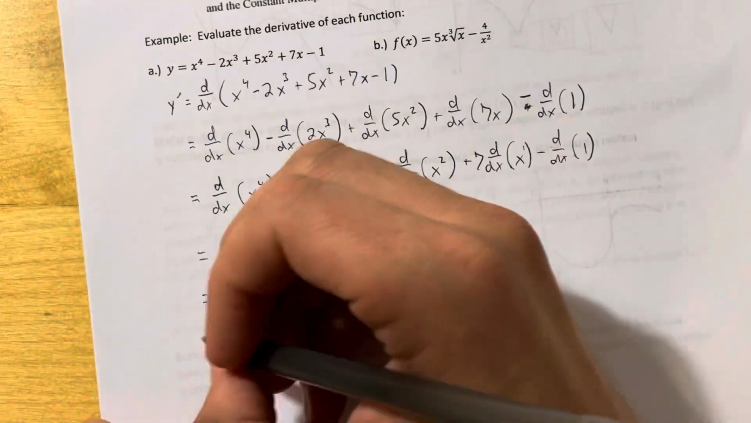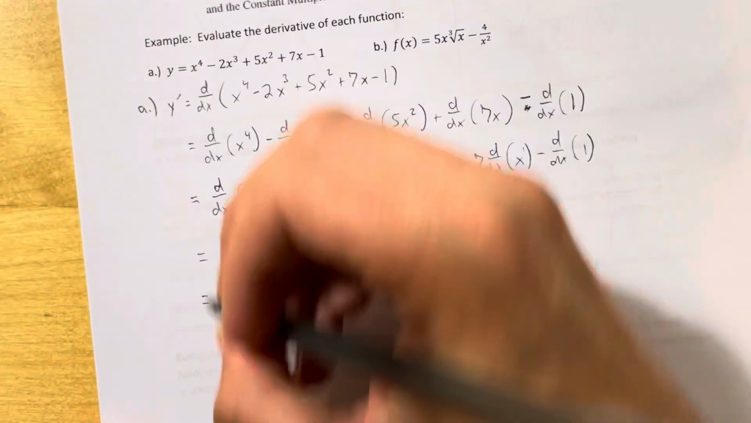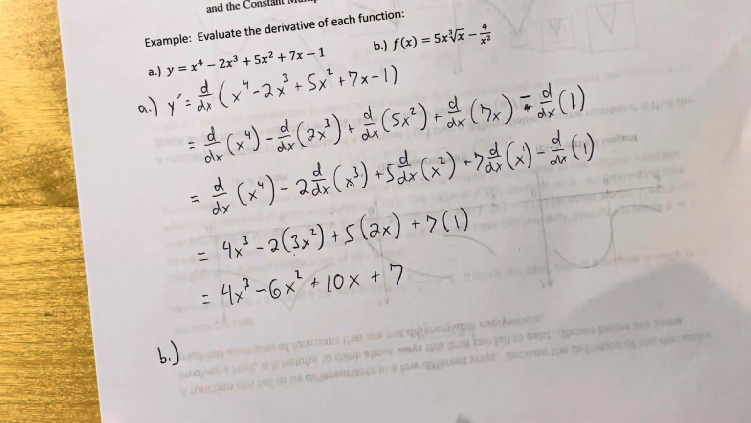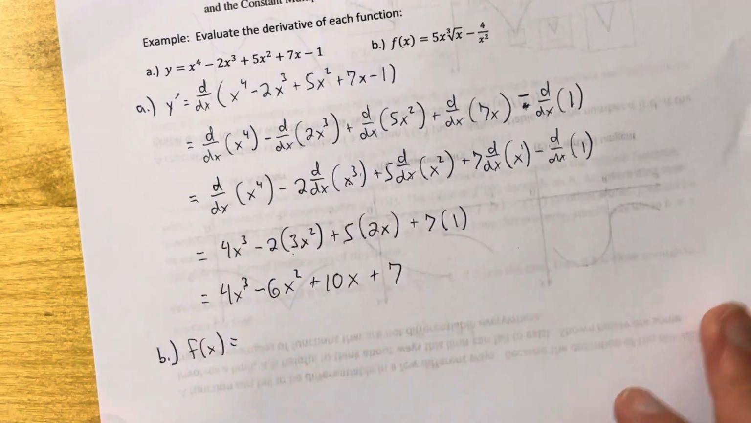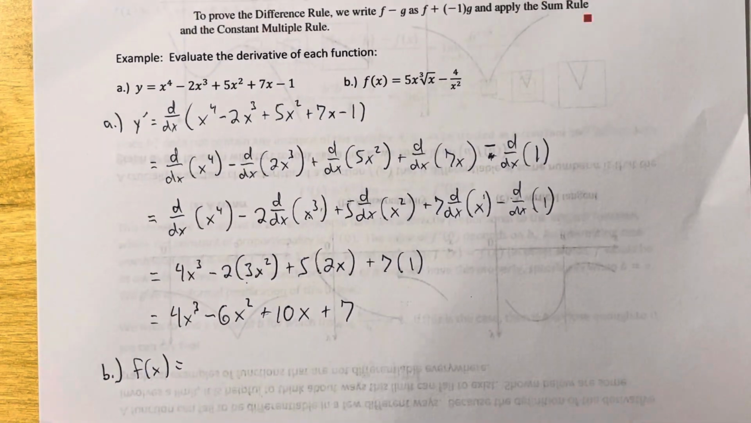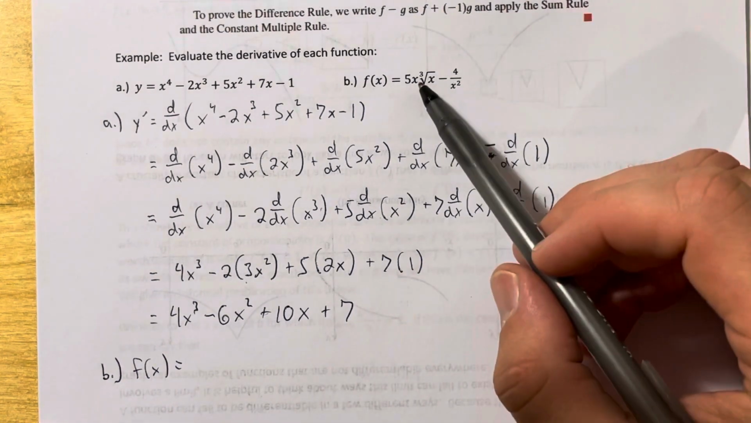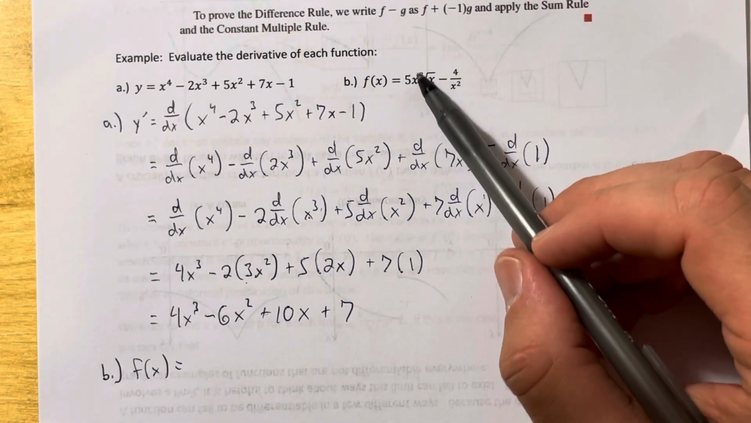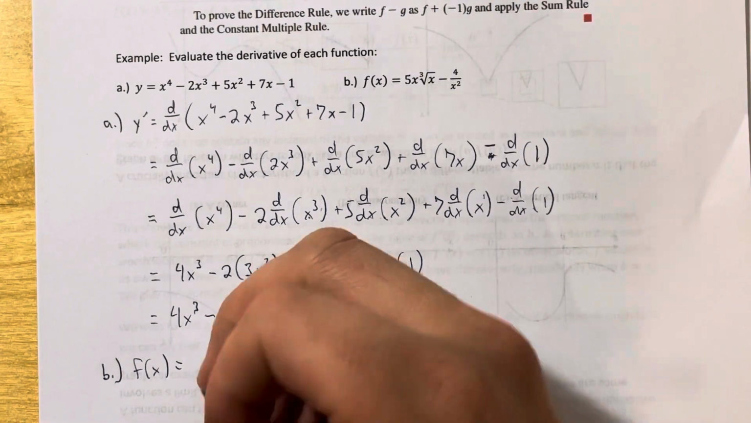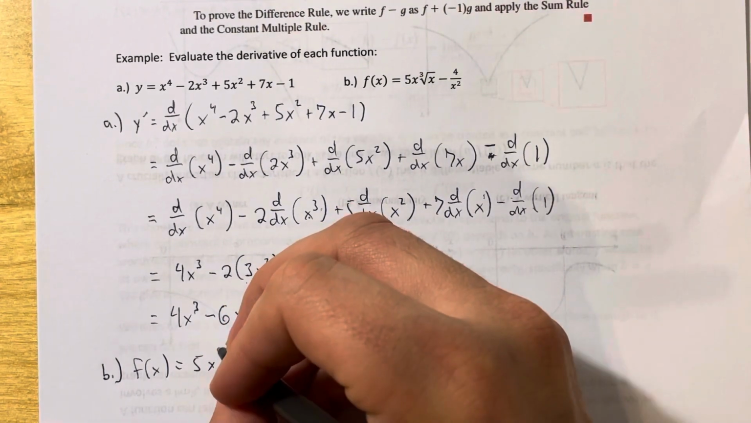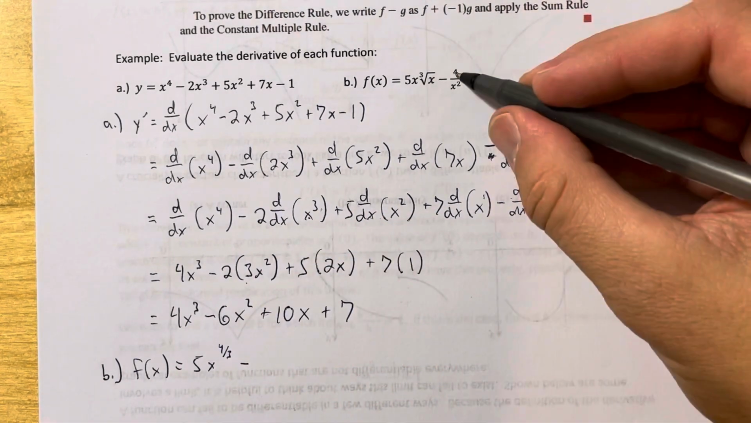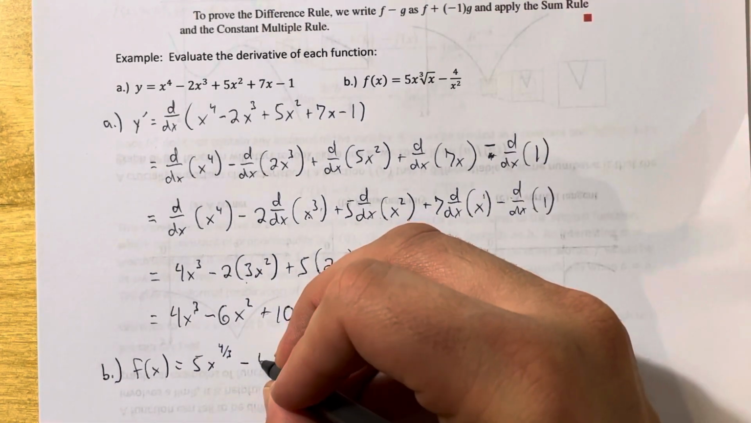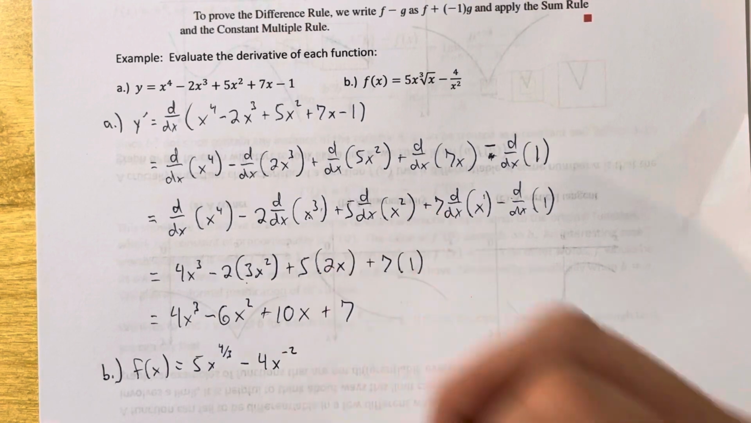Let's do part B using that faster approach. So f of x is given to us up here, but I'm going to rewrite all of my terms as power functions. So x times the cube root of x, that's x to the first power times x to the 1/3 power, which is the same thing as x to the 4/3 power, okay? Minus, this is 4 over x squared, which is the same thing as 4x to the negative 2nd power.